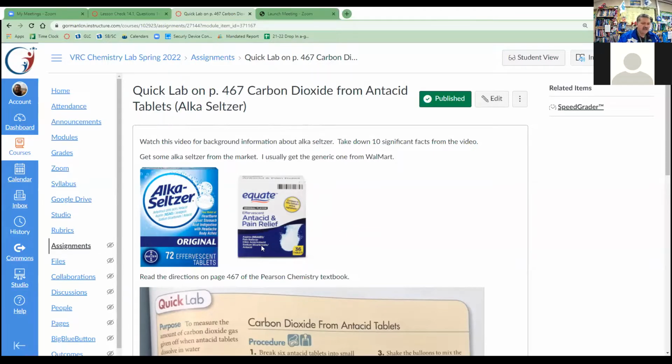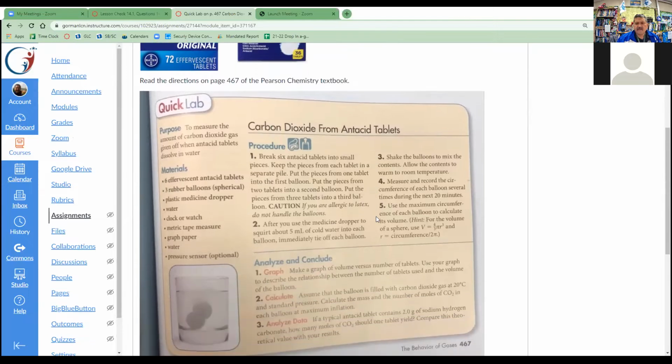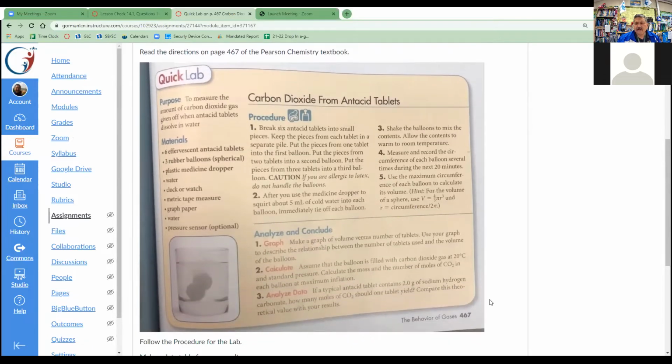So this is what you need. You also need some balloons in this lab. I have just some party balloons, 15 latex balloons that I've used for other experiments here in class. If you have your book, get that out. I took a picture of it and put it in Canvas. This is page 467 of the Pearson Chemistry book.